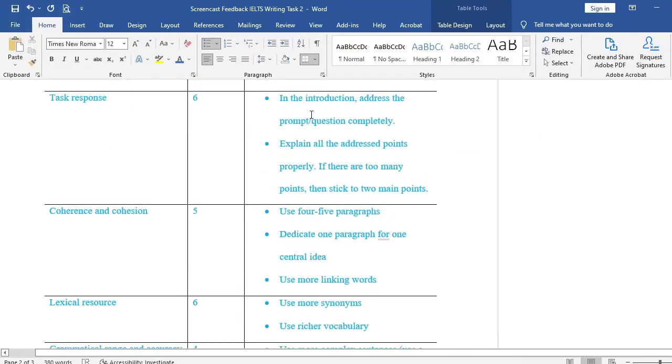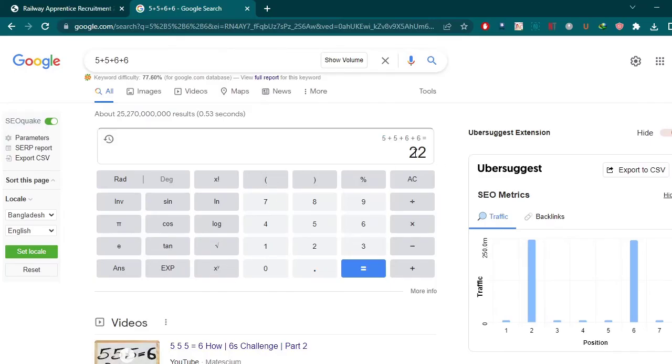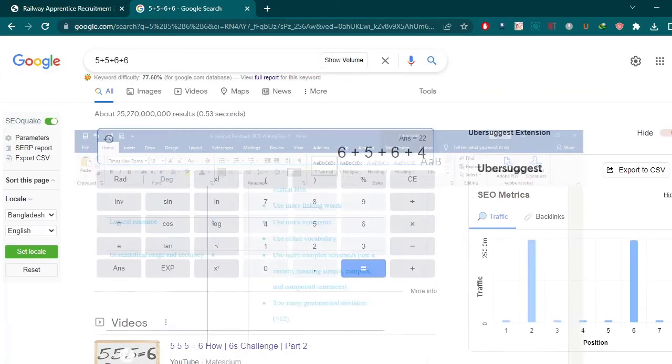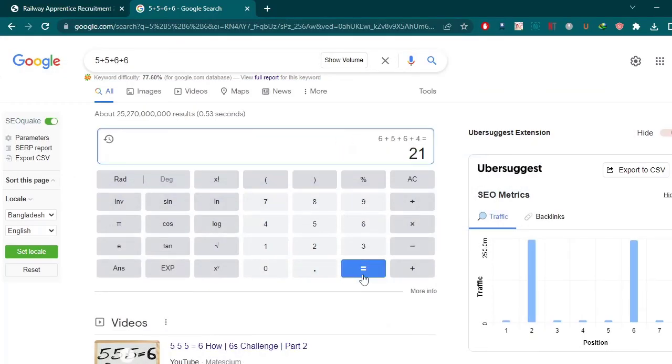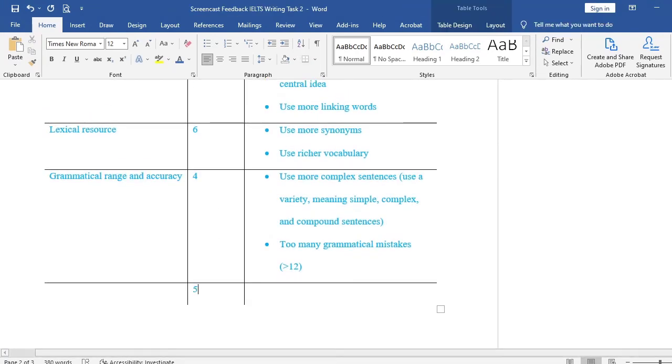So let me just average this mark. So 6 plus 5 plus 6 plus 4. Let me go to the calculator. 6 plus 5 plus 6 plus 4. That was it, right? 6, 5, 6, 4. Right. 5.25, which is 5.5. So overall, it's 5.5. So that's it.